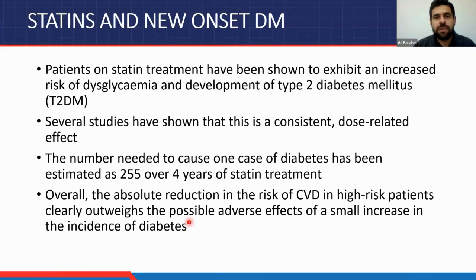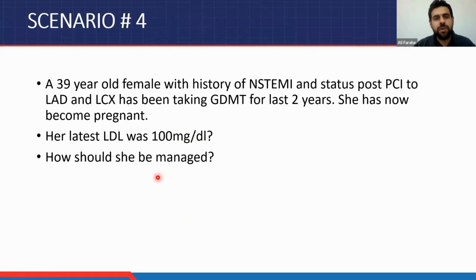So, statins and new-onset diabetes mellitus. Patients on statin treatment have been shown to exhibit a dose-related response in developing type 2 diabetes. However, the number needed to harm, to cause one case of diabetes, is 255 patients over 4 years of treatment. So when you compare it with the benefit of statins in these patients, the benefit certainly outweighs this very minute risk of developing diabetes. So this is the scenario which has basically changed my practice over the last few years.